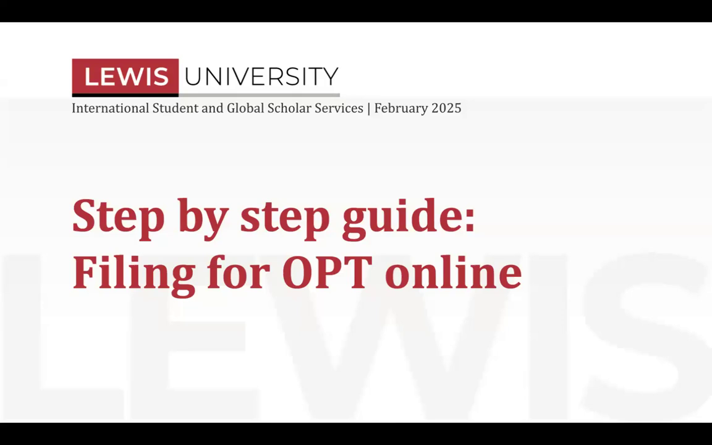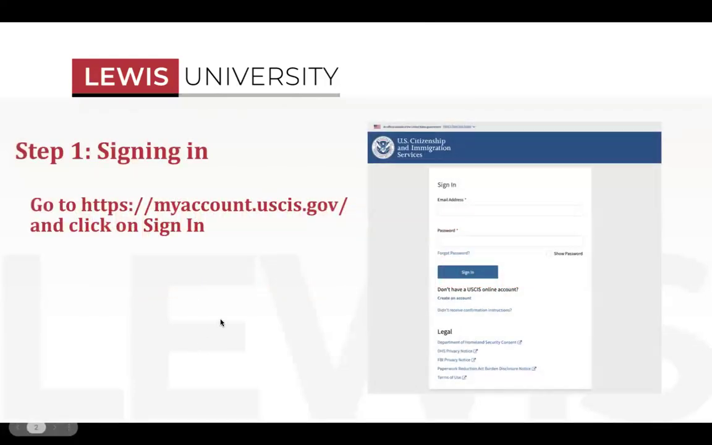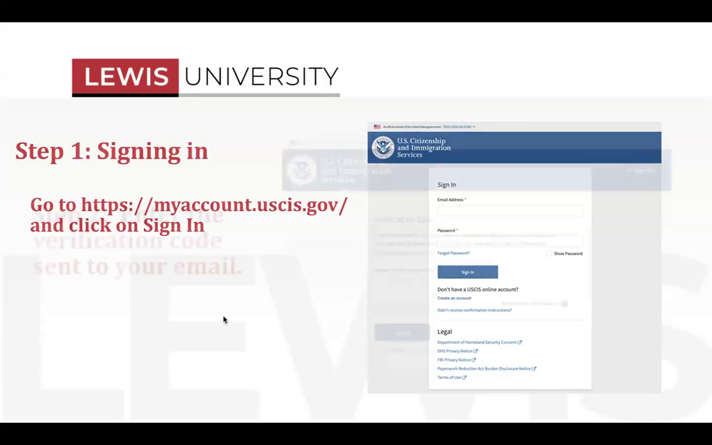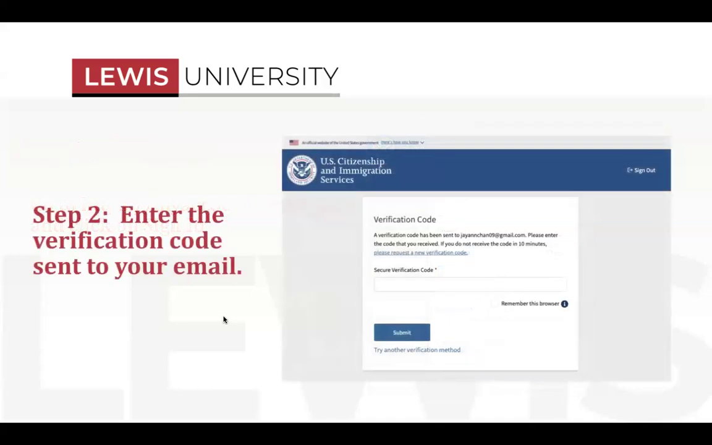I will be showing you a step-by-step guide on how to apply for OPT online. So step one is you go to USCIS. The link is posted on your screen. If you do not have an account, you can click create an account. But if you already have one, you can enter your email address and password and then click sign in. Step two would be to enter the verification code that is sent to your email.